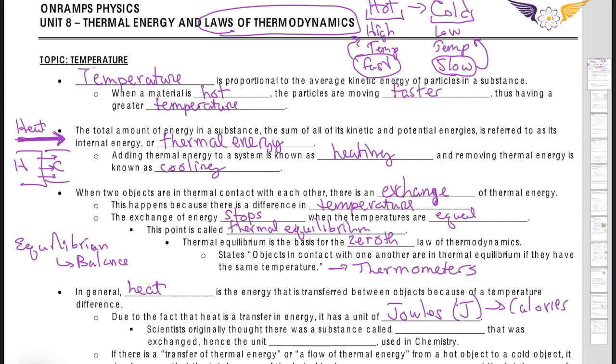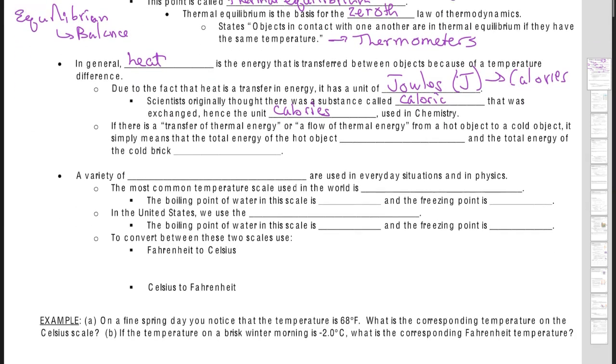All right. Now, what happened was they originally thought there was a substance called caloric that was exchanged, hence the unit calories in chemistry. So they actually felt that there was a substance, not just energy that was transferred, but a substance that was causing this transfer, this difference in temperature.